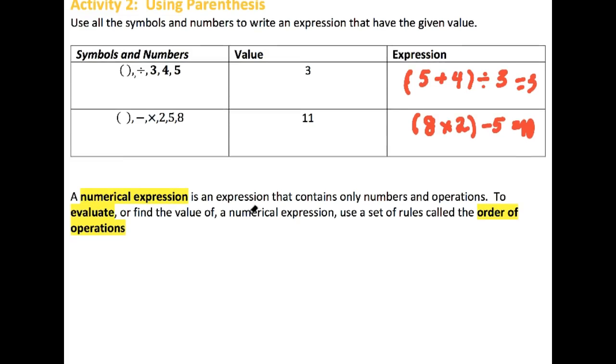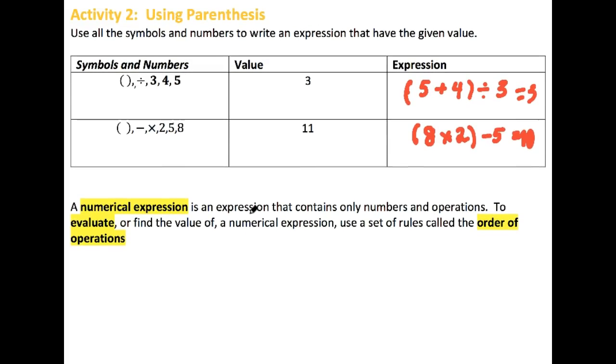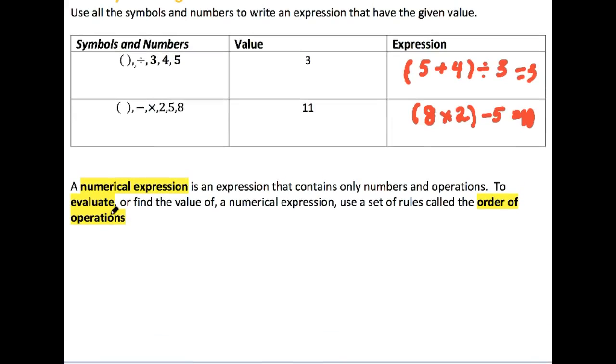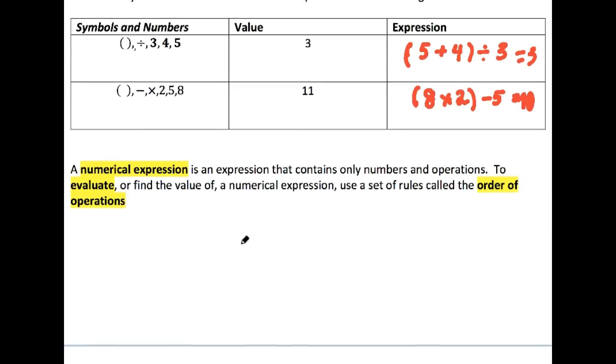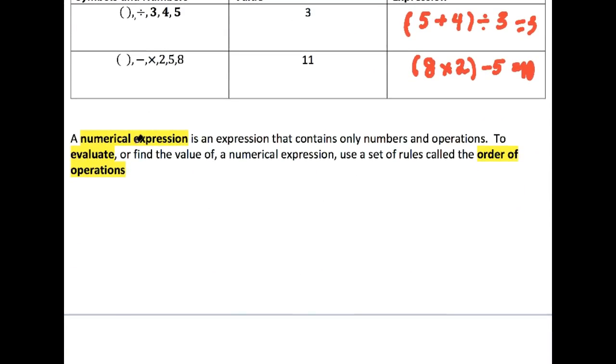So it appears here, and you can make a hypothesis or a guess about this, when we evaluate these expressions, where should we start? Where did I start in both those examples? Okay, and that's where we're going to get to in a second. So a couple things. A numerical expression is an expression that contains only numbers and operations, kind of like we did up here in red, and also up here. Only numbers and operations. To evaluate or find the value of a numerical expression, you would consider that an answer.